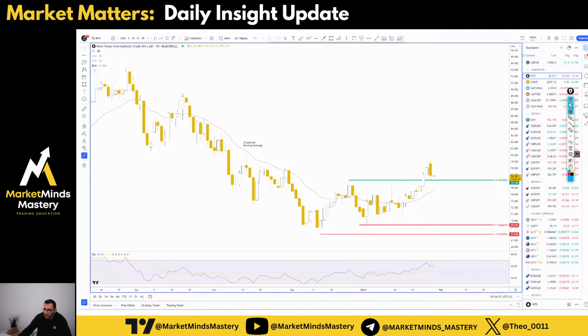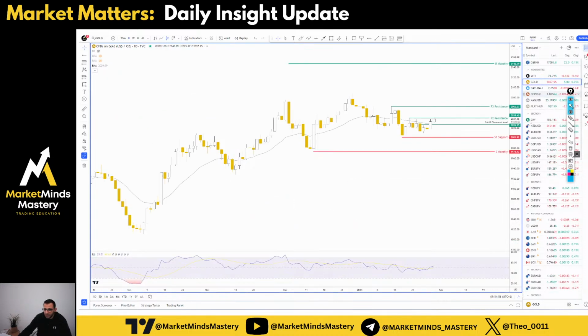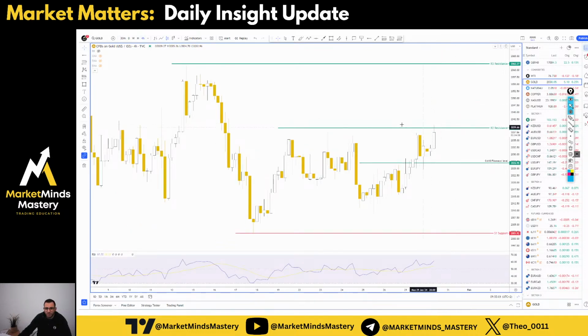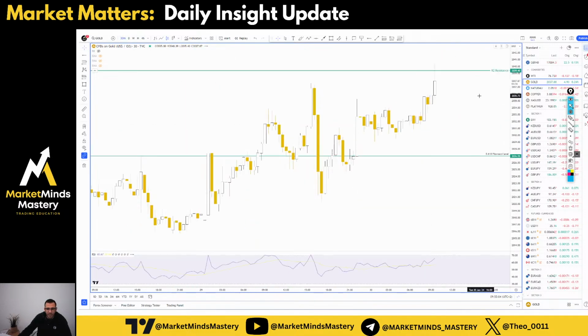Anyone wants to sell the gold? I don't know, guys, if you want to sell the gold right here, maybe at this resistance, you better wait for some reversal price actions to occur, because the market is maybe going to keep rallying.